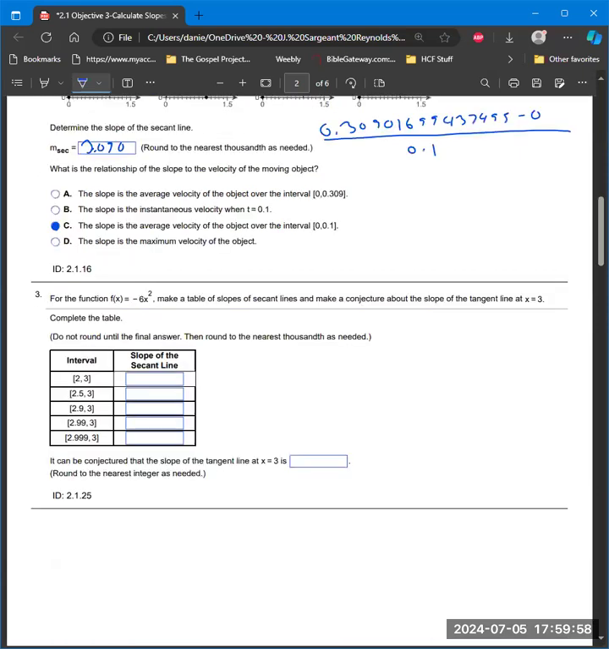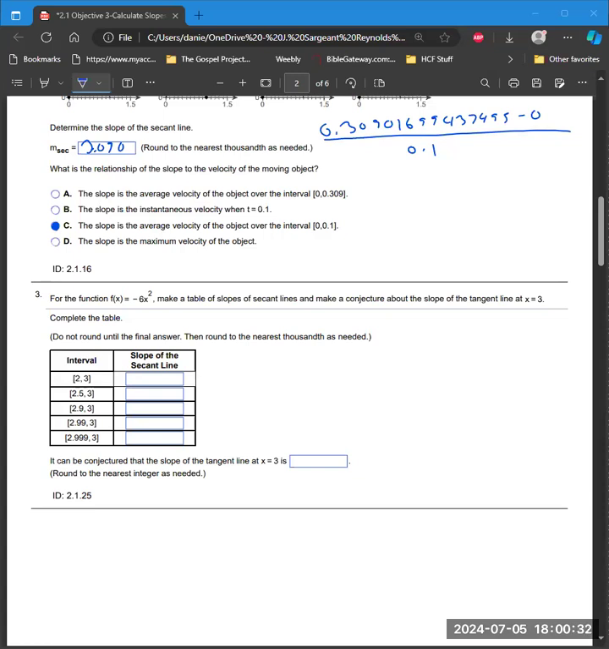Let's go ahead and make a table here for y equals negative 6x squared, and x values 2, 3, 2.5, 2.9, 2.99, 2.999.